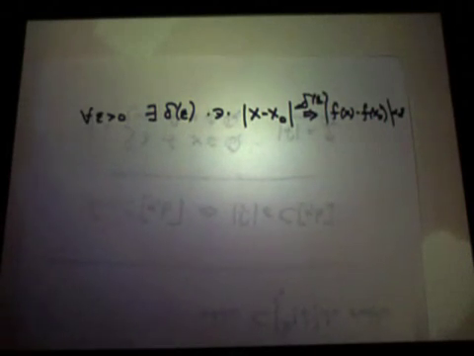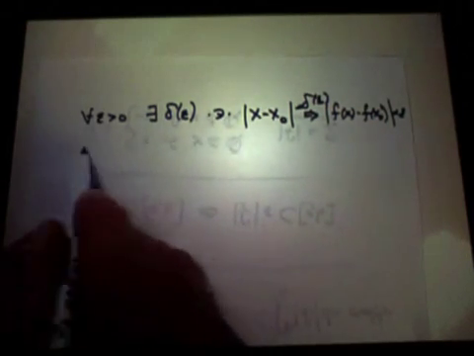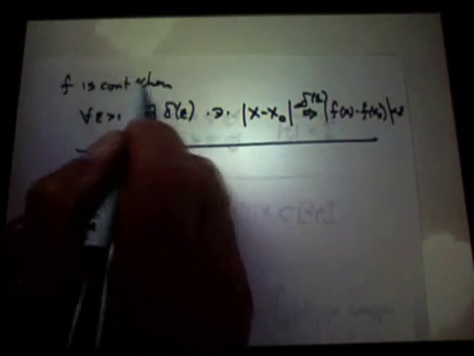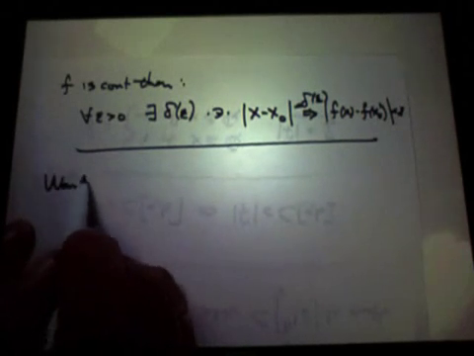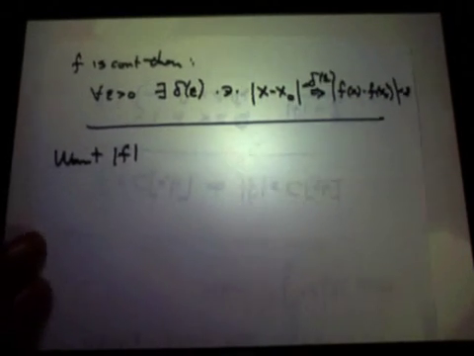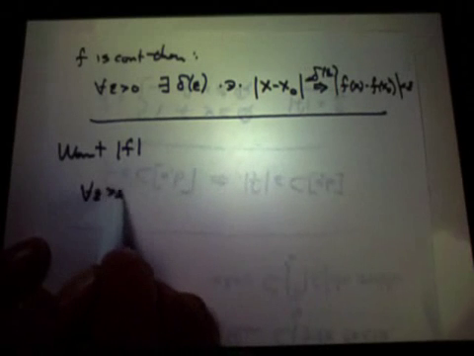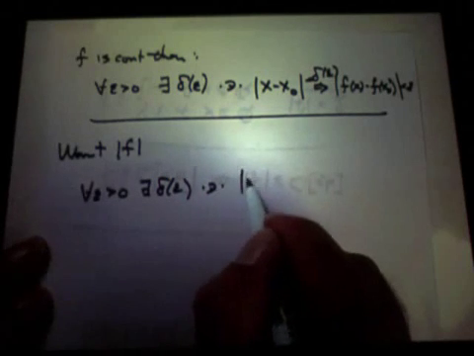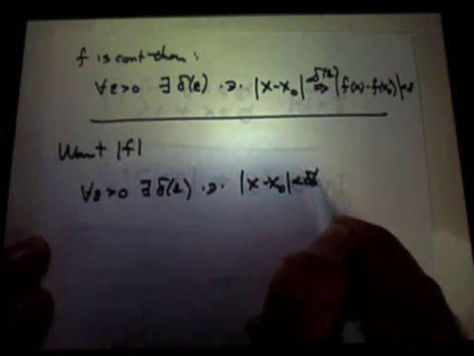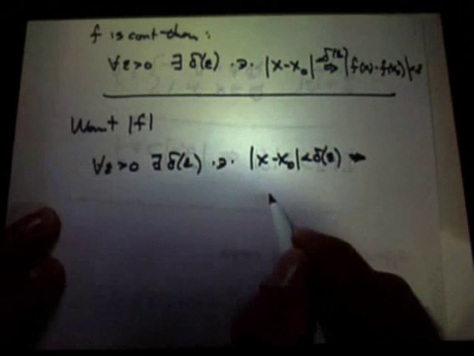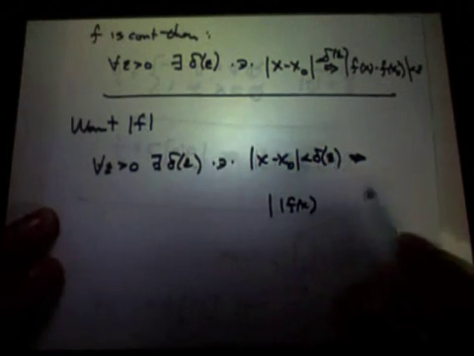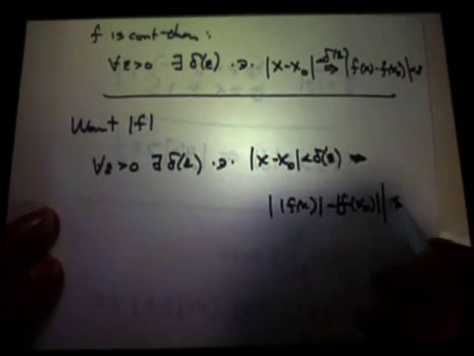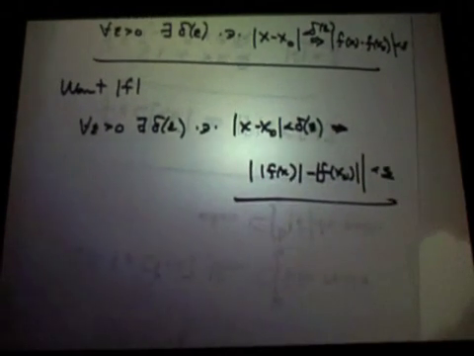So, well, what do you have to show? If f is continuous, then this is true. We want the absolute value of f to be continuous. Then this would have to be true, right? That would have to be true.